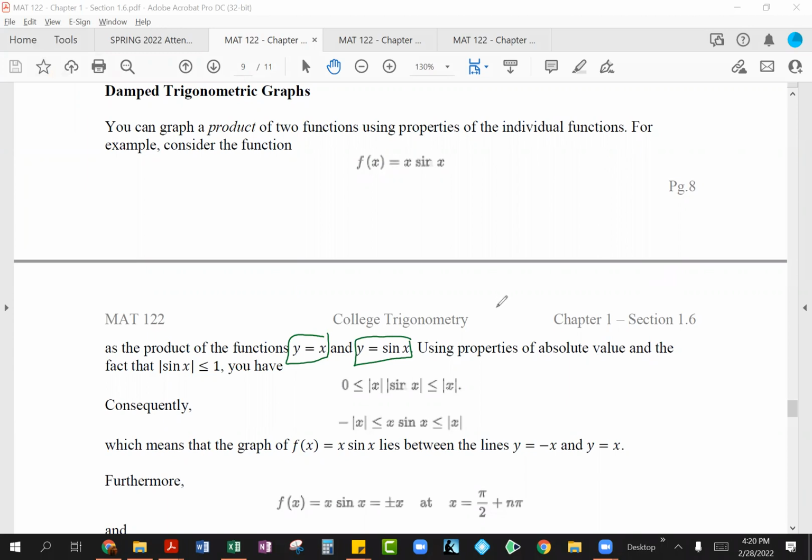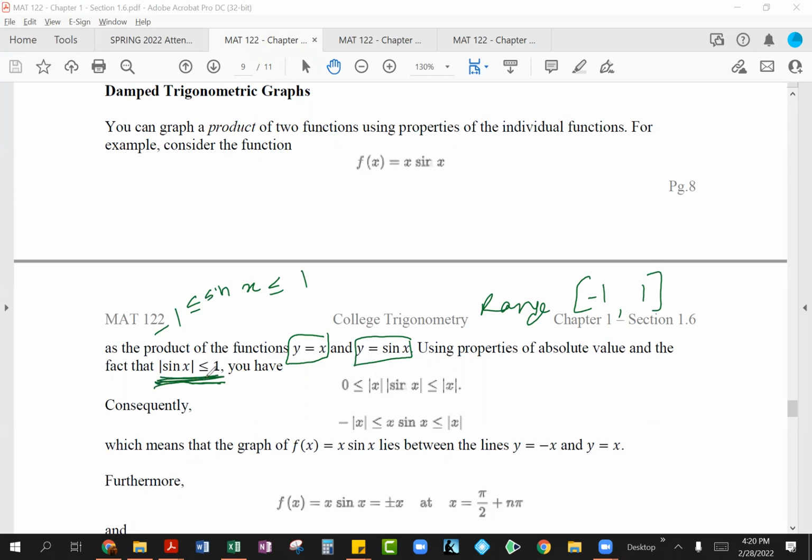Now, remember with sine of x, we know that the range of the sine function goes from -1 to +1. So that's kind of what they're talking about here, is that if you look at the absolute value of sine x, it's going to be less than or equal to 1, which basically translates as sine of x is going to be less than or equal to 1 and greater than or equal to -1. So that's what this little statement here is saying.